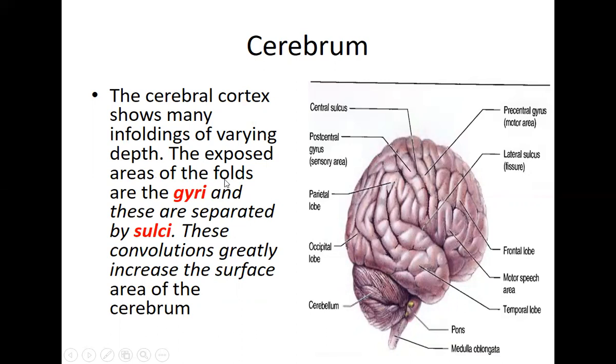The exposed area of the fold is called the gyri. So these elevations are called gyri, and the foldings are called the sulci. The elevated portion, that is the gyri, is separated from the other gyri by a sulcus. These convolutions greatly increase the surface area of the cerebrum. So these elevations and depressions, sulci and gyri, give rise to a larger surface area for the cerebrum.